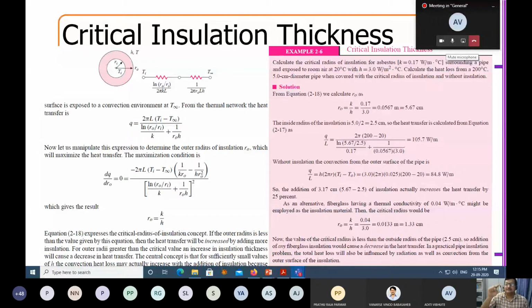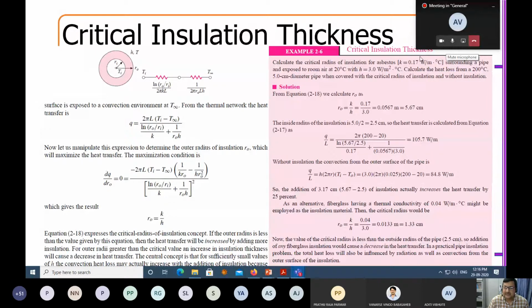I have a pipe, and in the pipe I have some fluid that is flowing. That fluid is a hot fluid, and I want to retain the heat of the fluid inside the pipe, and I don't want this heat to be released. So in general, you do a kind of insulation around it so that the hot fluid remains hot, or the cold fluid remains cold. The problem asks: calculate the critical radius of insulation of asbestos. Asbestos is an insulating material.